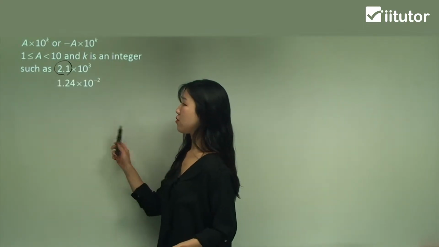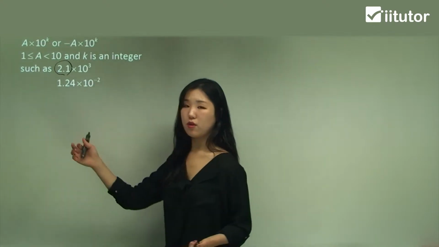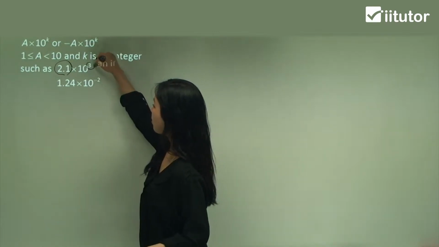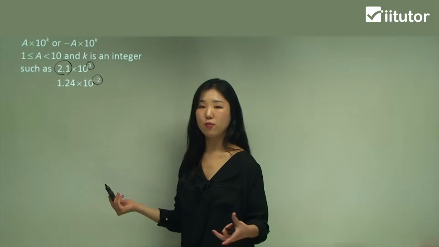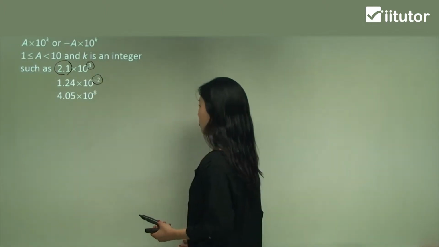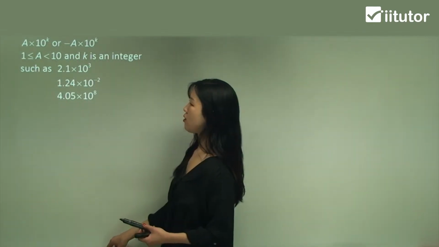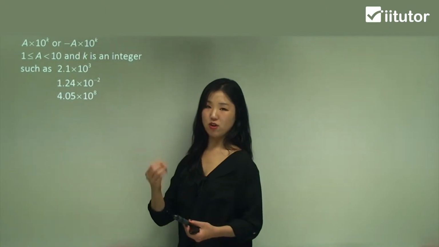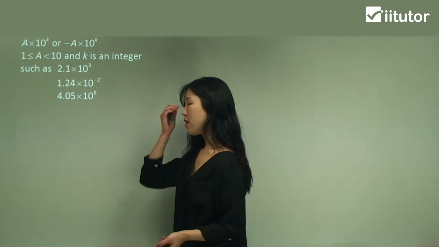Or 1.24. See how that's between 1 and 10? So that also can be written in scientific notation. And see here, guys, the powers of 10 are integers, aren't they? They're whole numbers. It can be negative or positive, but it's whole numbers. So these are examples. Another example would be this one, 4.05. So 4.05 is between 1 and 10, and again, the power 8 is an integer. So yes, it can be written in scientific notation. Okay, so that's pretty much it.